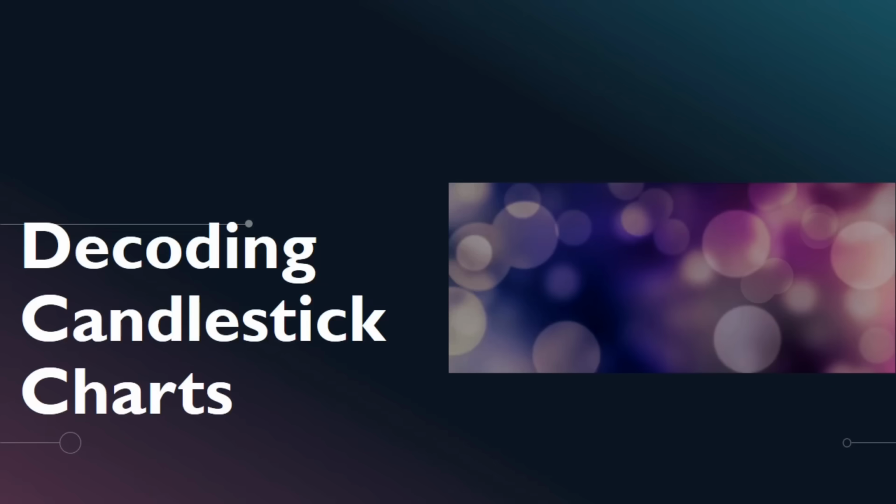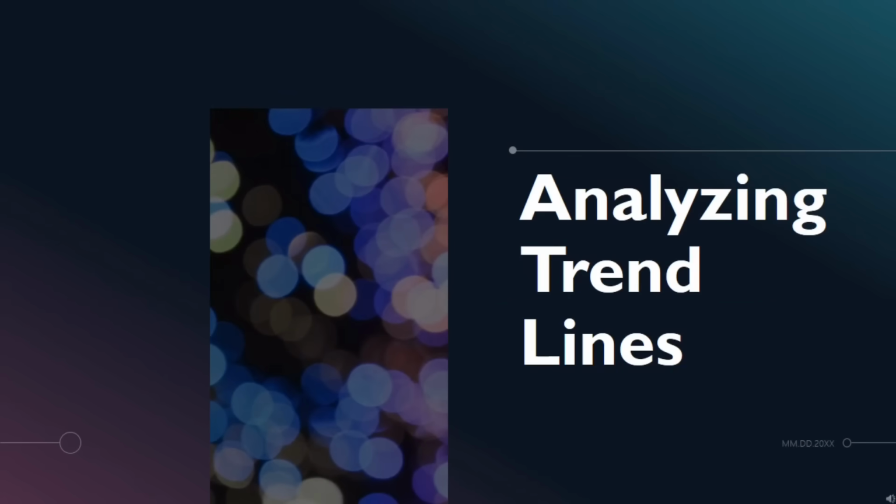The body of the candle indicates the price range between the opening and closing prices, while the wicks or shadows represent the high and low prices within that time frame. Keep your eyes peeled for common candlestick patterns, such as doji, hammer, and engulfing patterns. These patterns can help you spot potential reversals or confirm ongoing trends, giving you a significant advantage in making successful trades.